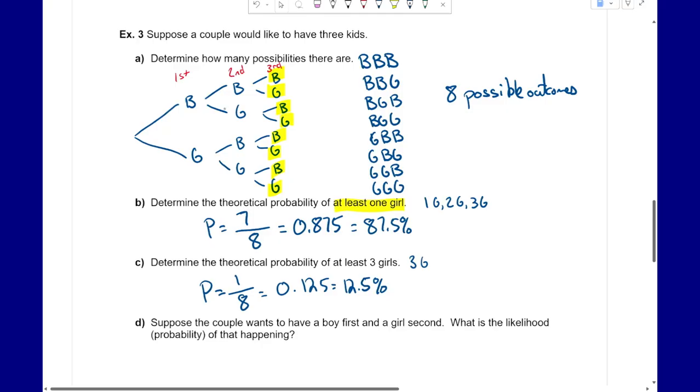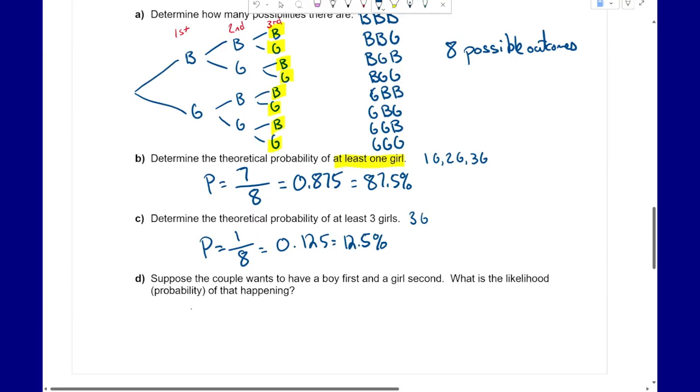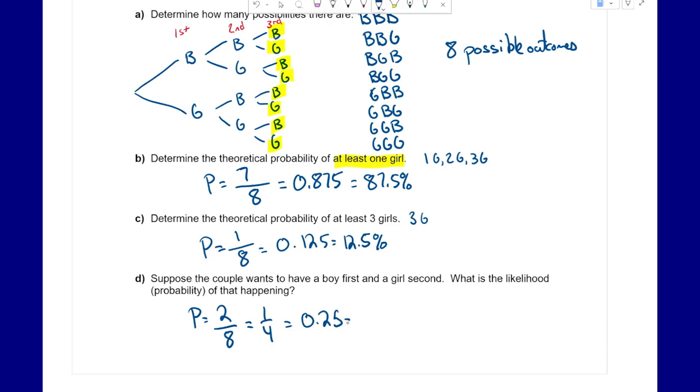So that's really only boy, girl, boy, or boy, girl, girl. So there are only 2 ways that this could happen. So 2 out of 8. That does reduce to 1 over 4, or 0.25, or 25%. So there's a 25% chance of having a boy first and a girl second.